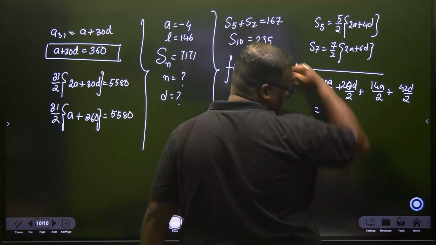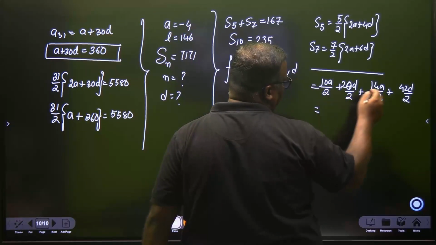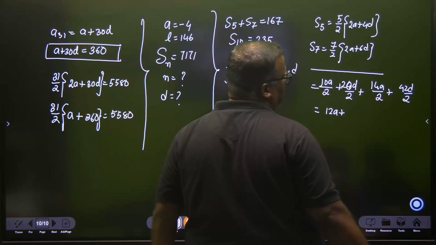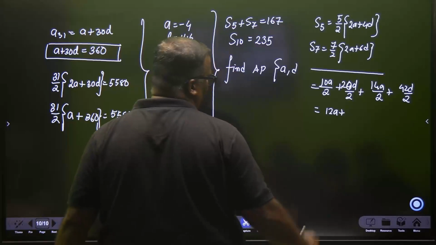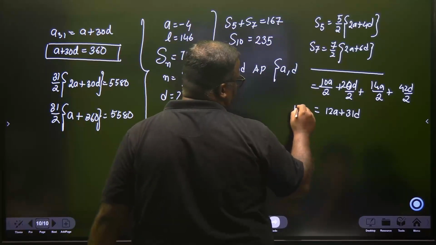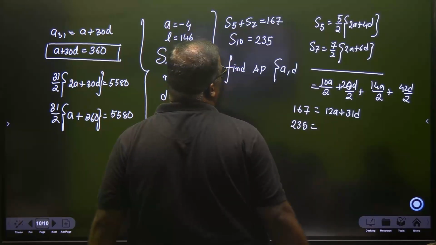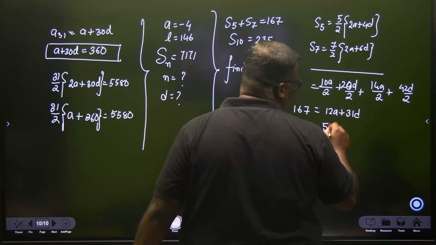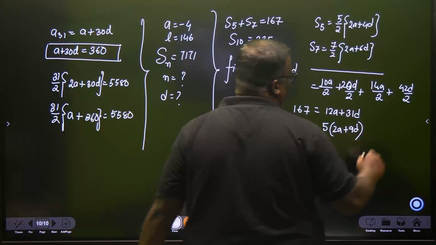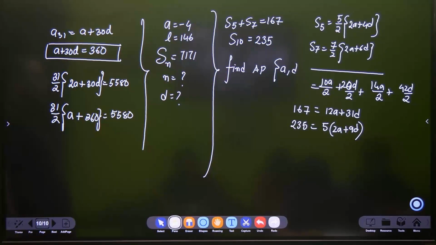So if you take 2 as common, or take out 2 from everyone, it is 5a plus 7a, which is 12a, and 10d plus 21d. So it becomes 31d. And this value is equal to how much? 167. Then you have 235. 235 is equal to 10 by 2, which is 5 into 2a plus 9d. Now you can easily do the 2 equations.